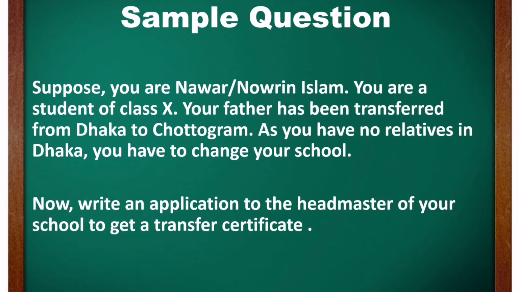After that, you will have to show that you are a student of class 10 and your father has been transferred from Dhaka to Chattogram. And the final clue for you is, as you have no relatives in Dhaka, you have to change your school. So all of this information you are supposed to include in your answer.